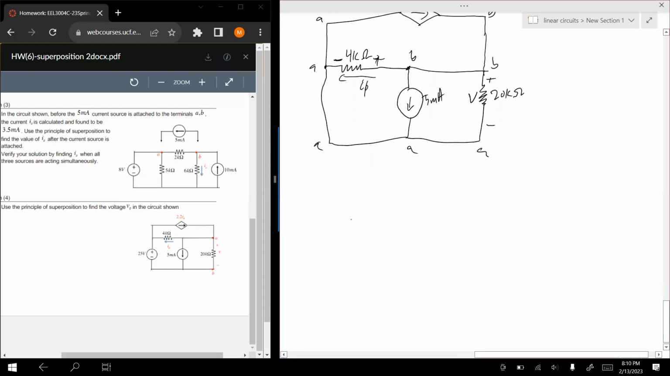So let's see. Let's just draw it like this. Let's say this side is A. This side is going to be our node B. So we have our current source here pointing to A. We have our resistor. We have a second resistor. Then we have our current source pointing down to B. This is our 20 kilo ohm. The plus is at the B side, down here. Minus is at the A. That's our voltage. This is our 4 kilo ohm. This is 5 milliamps.